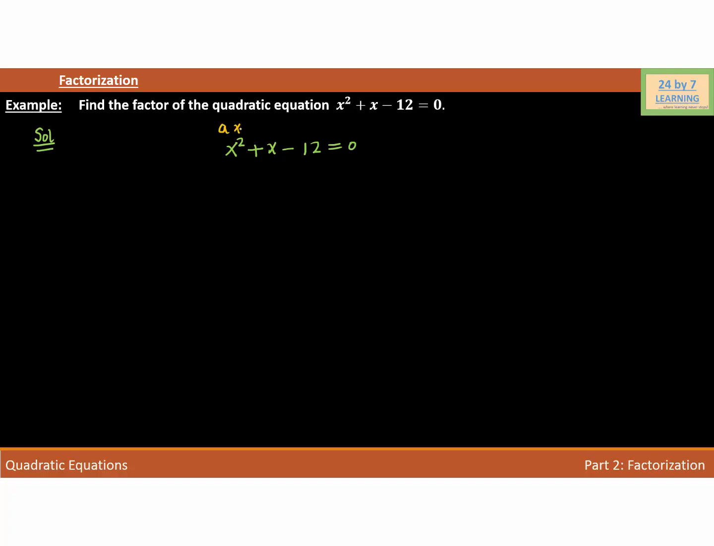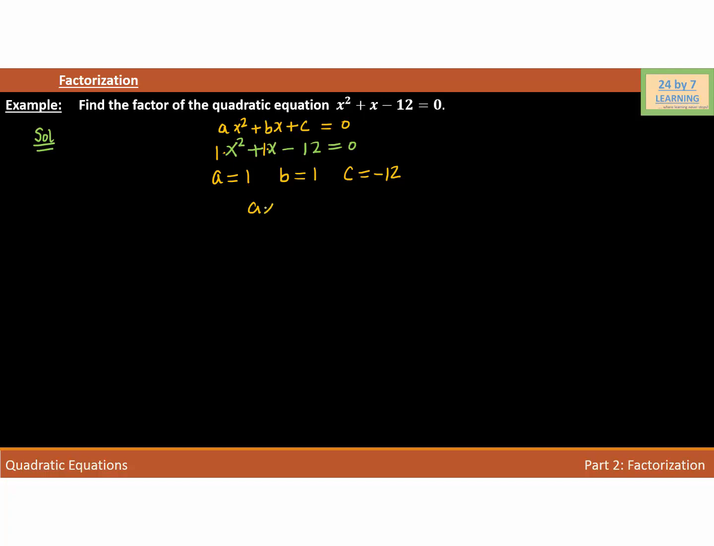So I will write ax square plus bx plus c, and that is equal to 0. Now let's compare these two equations. So if you look at x square, I have 1 times x over here, and if you look at x, I have no number, so basically that is also 1. So basically my equation is 1x square plus 1x minus 12 is equal to 0. Now we can compare these two equations. So if I compare, I have a is equal to 1, b is equal to also 1, and c is equal to negative 12.